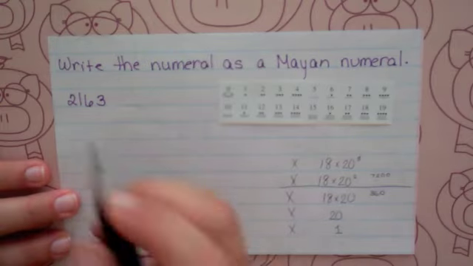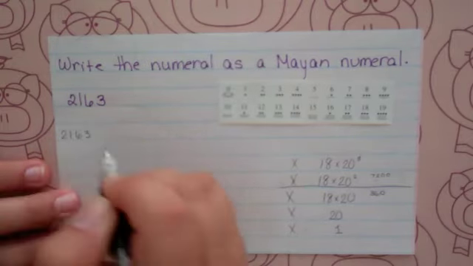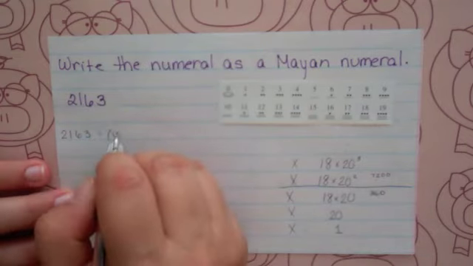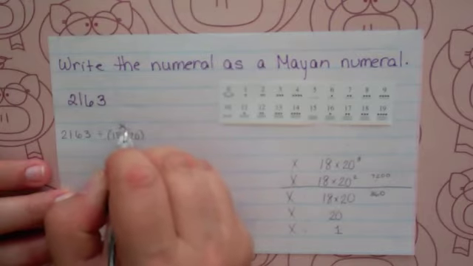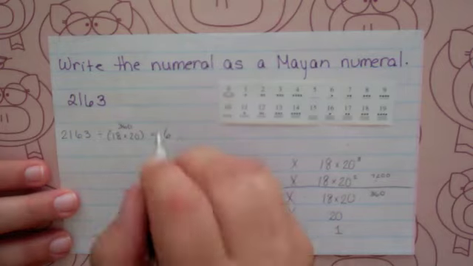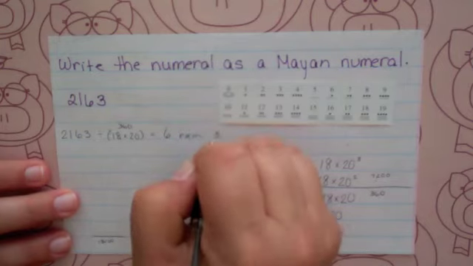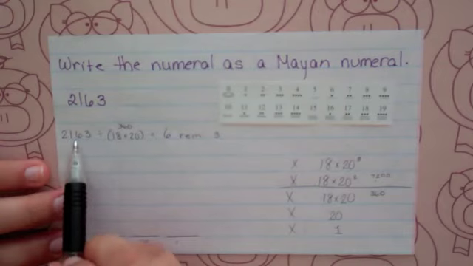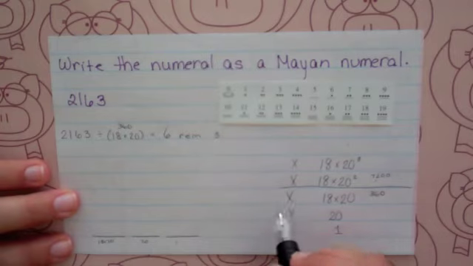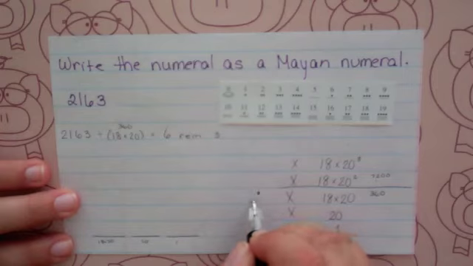Alright, so I'm going to start with 2163, and I'm going to divide it by 18 times 20, which is otherwise known as 360. I want to do some long division here because I need the remainder. I find that 360 goes into 2163 6 times with a remainder of 3. So the symbol I'm going to have in this spot here is the symbol for 6, which is that.